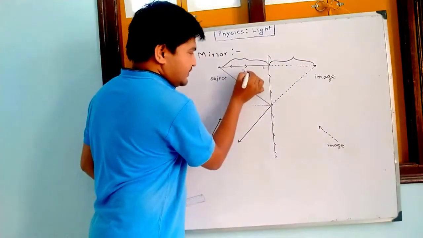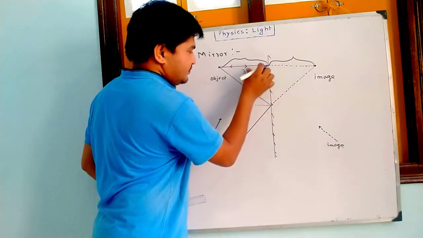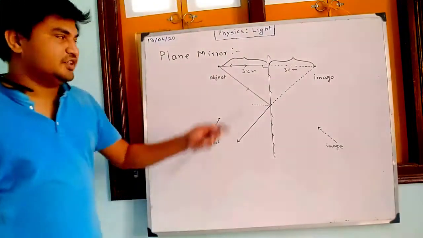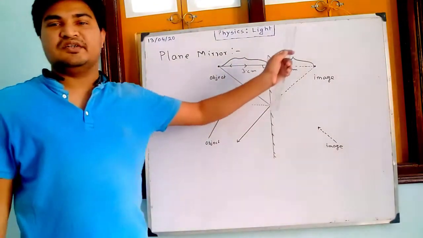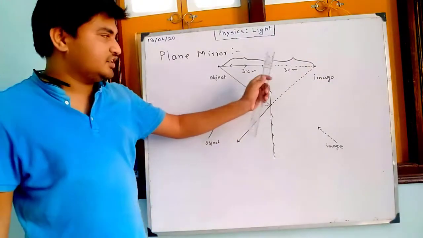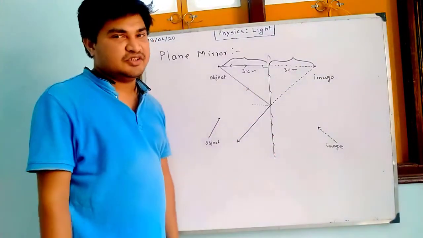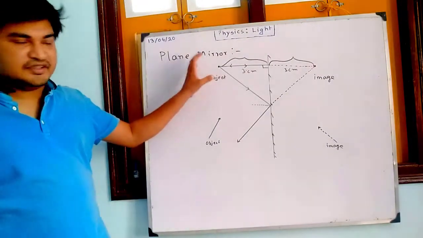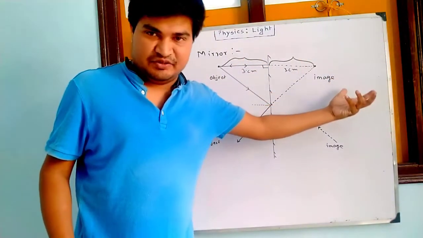If it is 3 cm, that means it will also be 3 cm. So the distance of the object from the mirror is equal to the distance of the image from the mirror. This distance is called object distance. This distance is called image distance. Okay. And the size of the object is always equal to the size of the image.